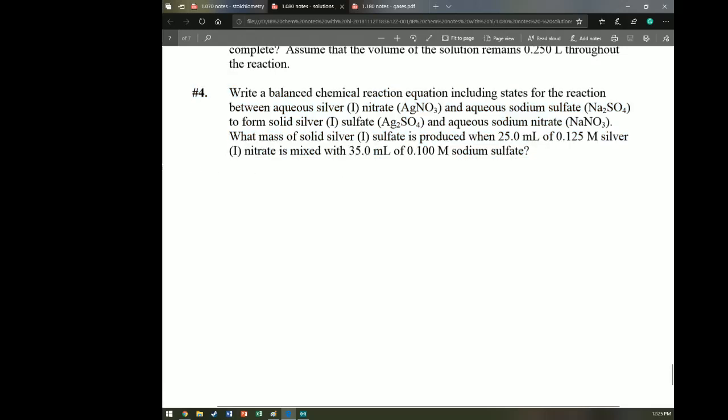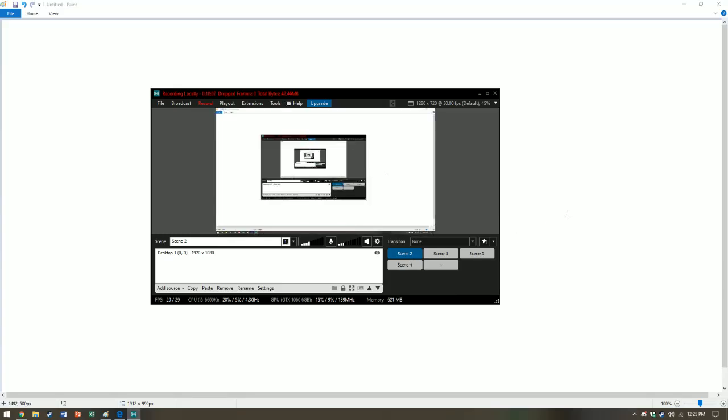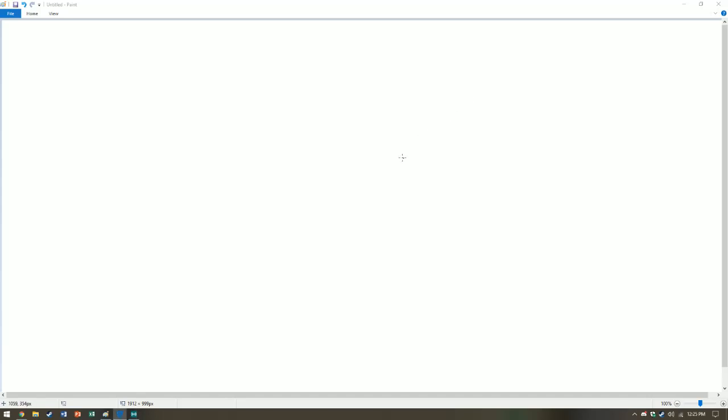Question 4 states: write a balanced chemical equation including the states for the reaction between aqueous silver(I) nitrate and aqueous sodium sulfate to form silver(I) sulfate and aqueous sodium nitrate. What mass of solid silver sulfate is produced when 25 mL of 0.125 molar silver nitrate is mixed with 35 mL of sodium sulfate? Pause the video if you want to try this now and come back in 3, 2, 1. Alright, so we're back at our workspace.